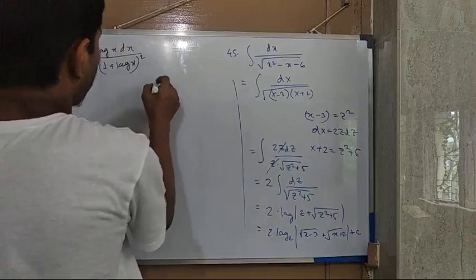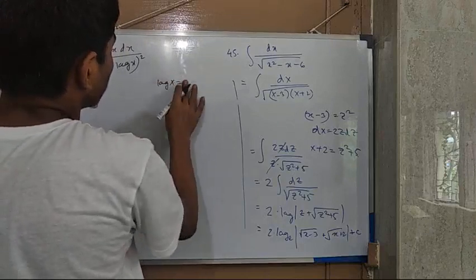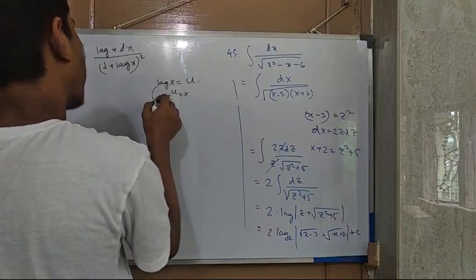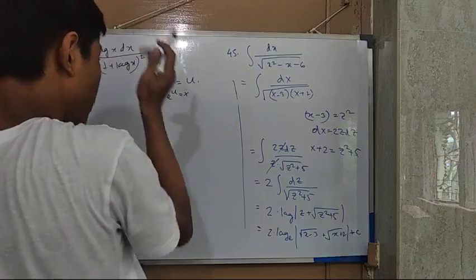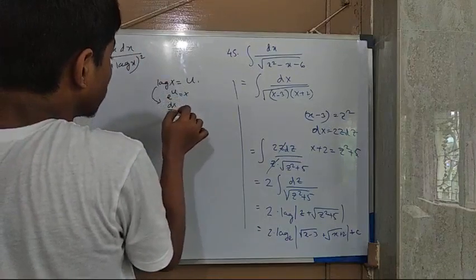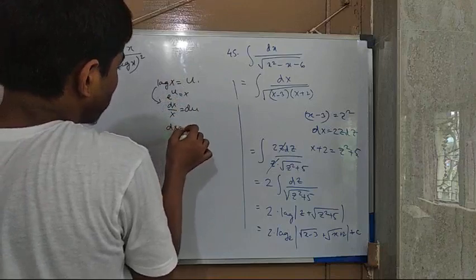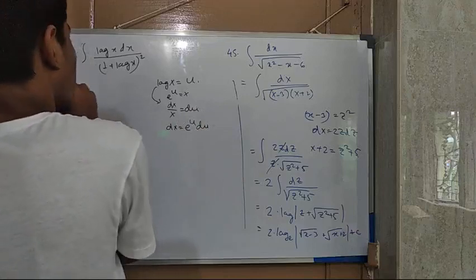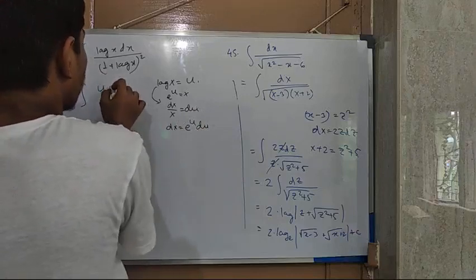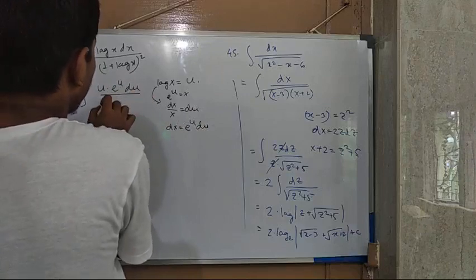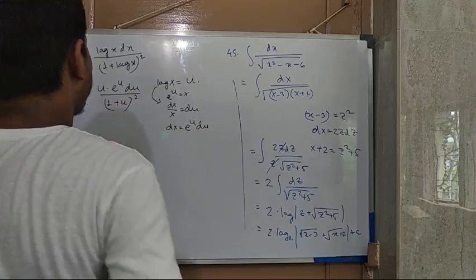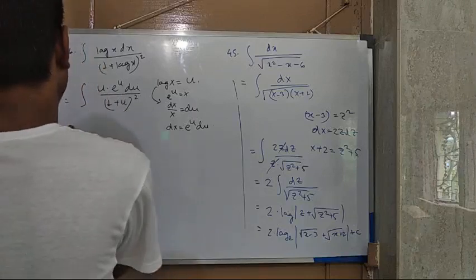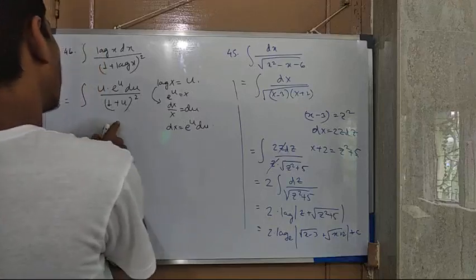Like log x is equal to u. So e to the power u will become x. And from here you can write dx by x is equal to du, and dx will become e to the power u du. So log x is u times e to the power u du divided by 1 plus u squared. So this is our equation.